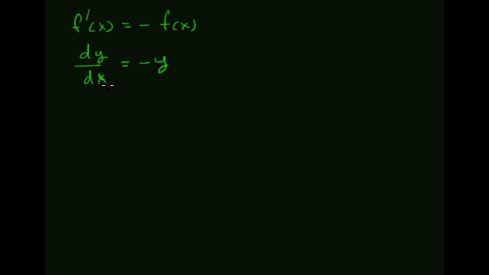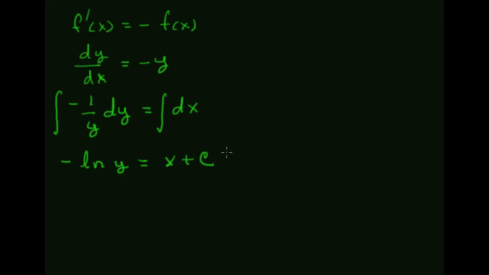we're going to get negative 1 over y dy is equal to dx. And then we just take the integral of both sides. The integral of the left side is going to be the negative natural log of y is equal to x plus some constant. Now you don't need a constant on both sides, you just need it on one to make things work.